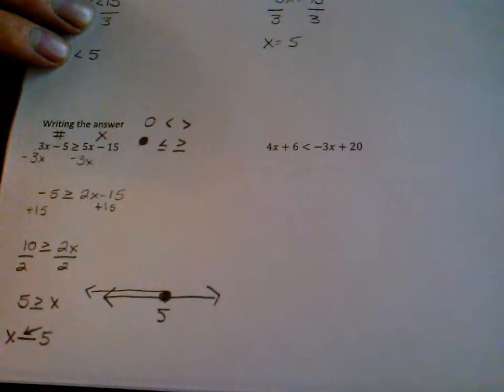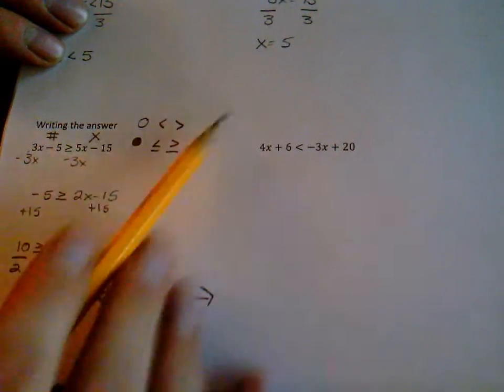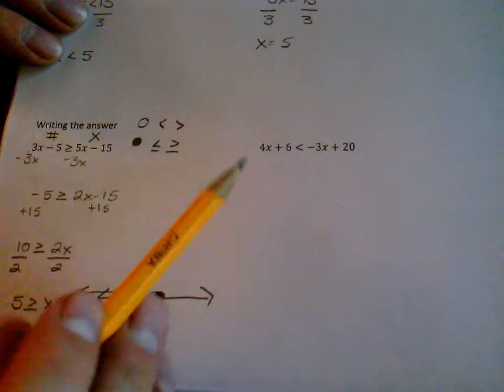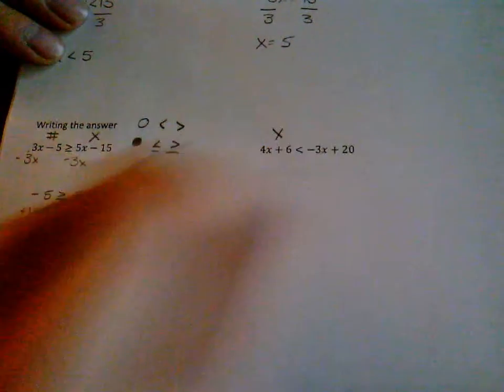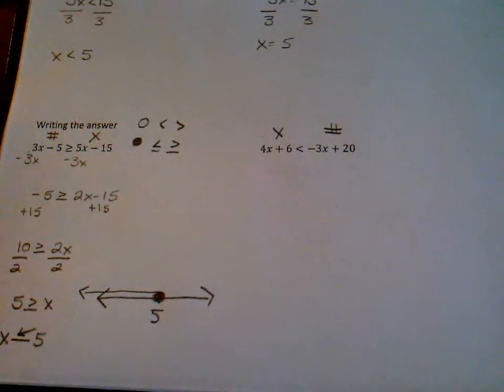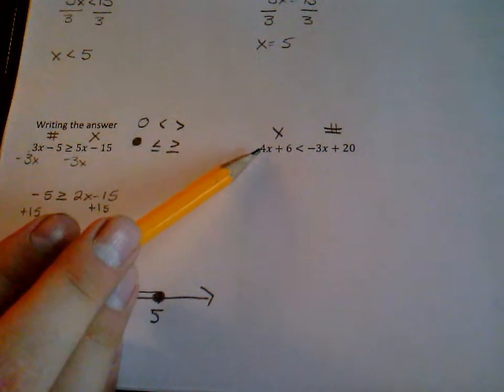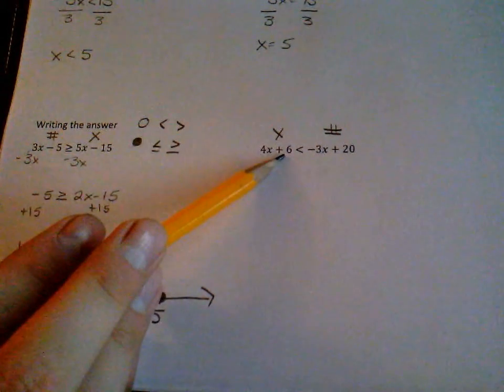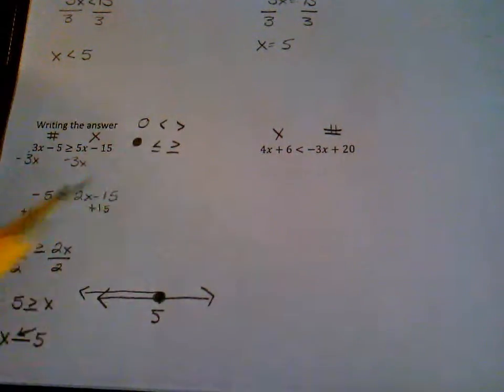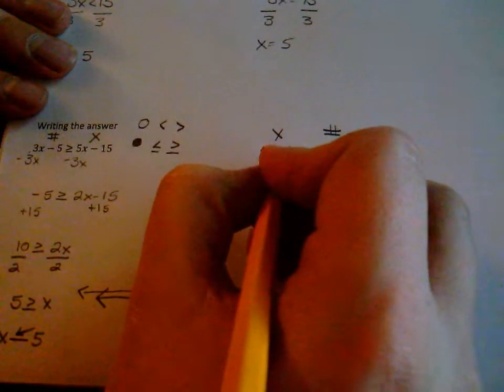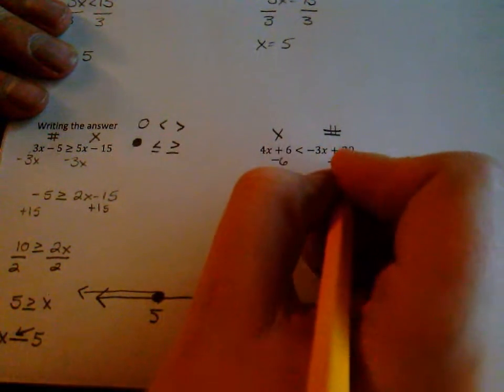Okay? This one over here, same idea. We're going to label the x house, which is this 4x because it's bigger. We're going to label the number house, which is the -3x side, because it's on the other side. Step 1. What's in the x house that shouldn't be in the x house? Well, we have an x and we have a non-x. Well, obviously the non-x has to go. So to get rid of a +6, you have to subtract 6.